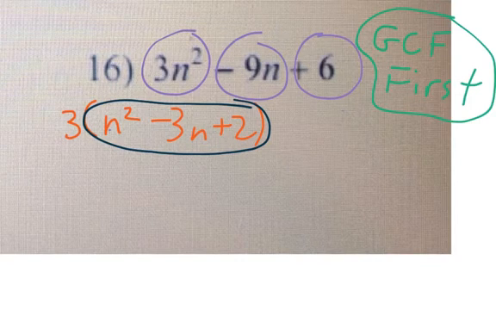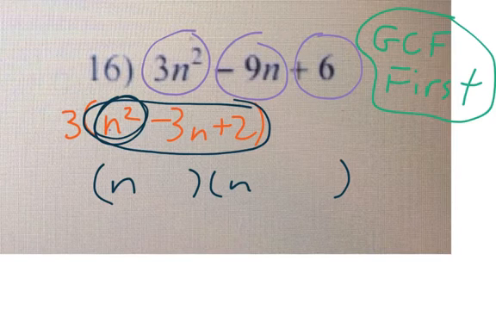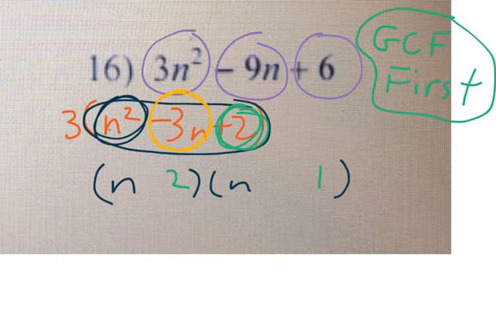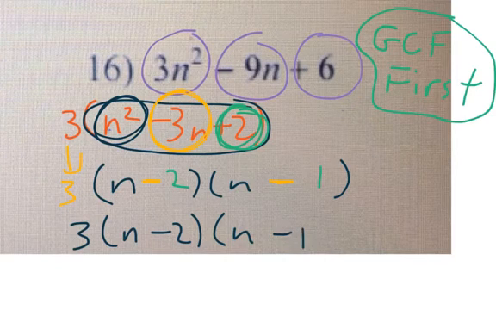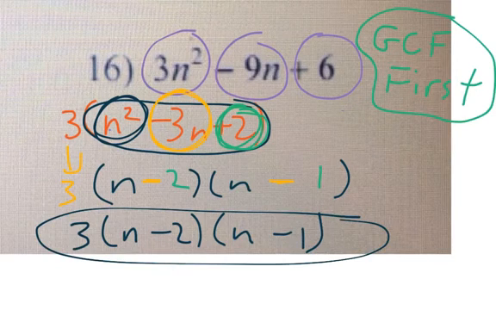And I'm just simply going to go n times n for n squared. Okay. For the 2, I'm simply going to go 2 times 1 for the 2. And then how do I get my minus 3n in the middle? Well, that's simple. I'm just going to do negative 2 and negative 1 to make the negative 3n. And let's make sure we don't forget the GCF that was in front. So our result is 3 times n minus 2 times n minus 1. And that, ladies and gentlemen, is how you factor. So pause the video if you need to.